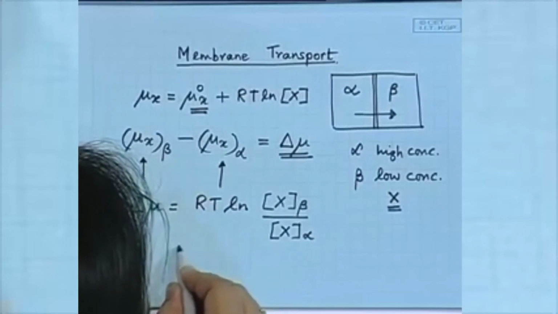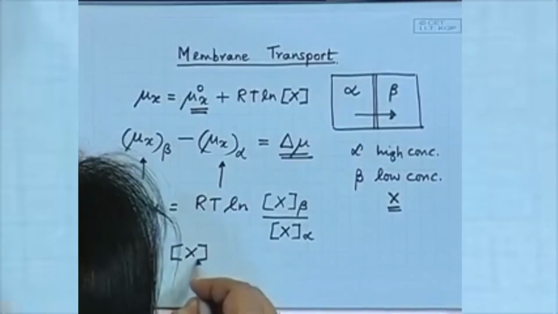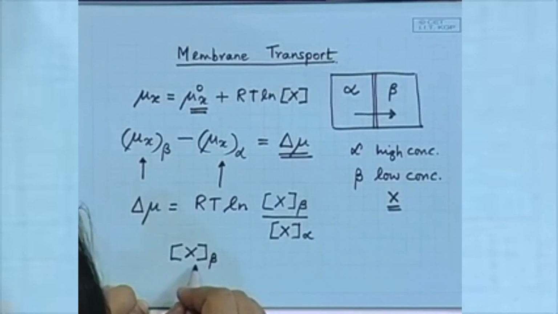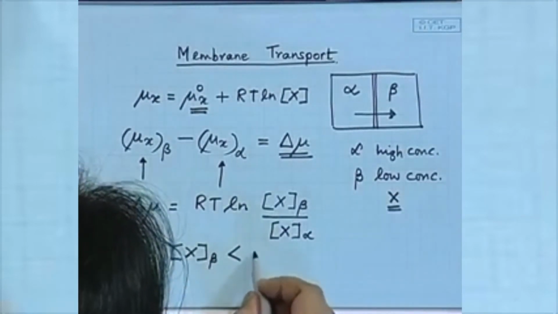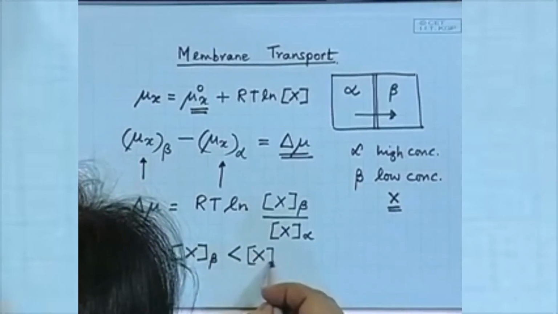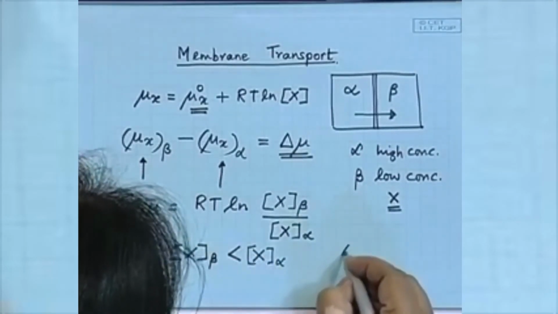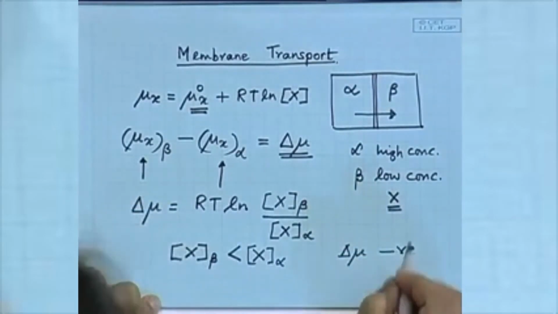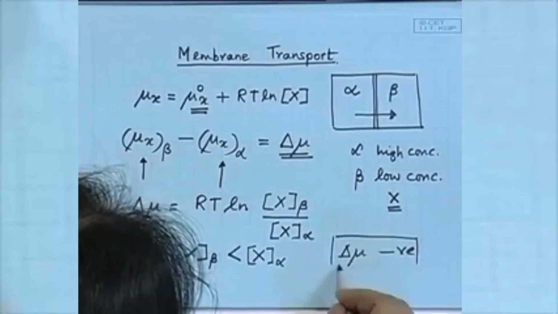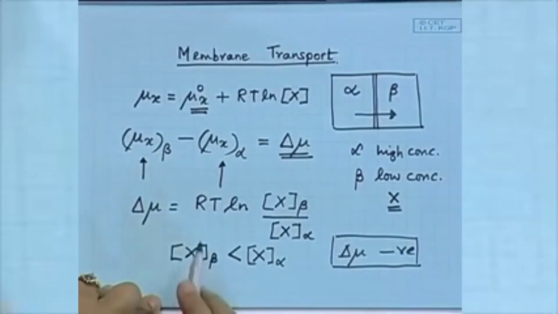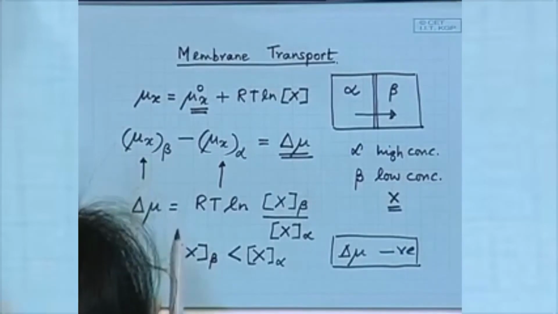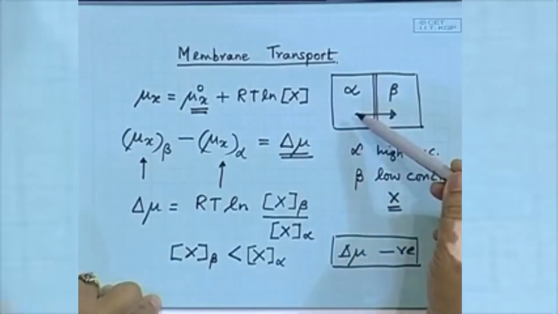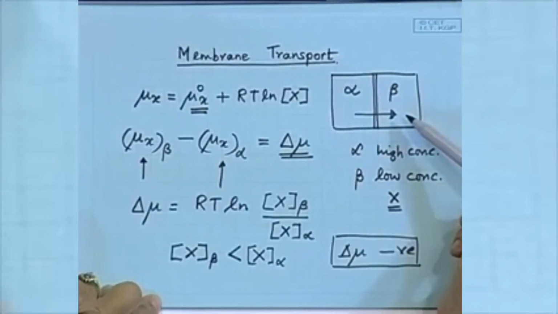Now, we know that the concentration of X at the beta side is less than the concentration of X on the alpha side. So, what can I say about delta mu? It is negative. So, what do I have here? I have a spontaneous process that is going to allow the transport of X from the high concentration side to the low concentration side.